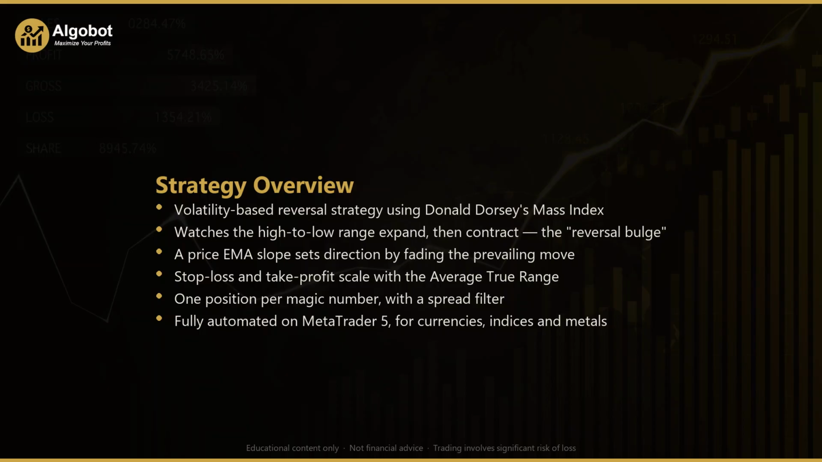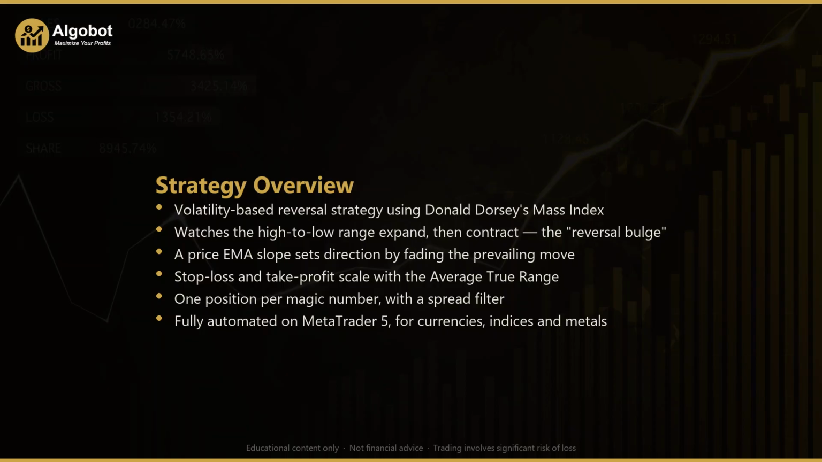The core idea is elegant. When a market has been trending, the range between highs and lows tends to widen as momentum builds. Dorsey observed that when this range expansion accelerates and then eases back, the market is often near a turning point. He called this pattern the reversal bulge. The Mass Index rises into a bulge, then falls back, and that fading of the bulge is the signal the strategy watches for.